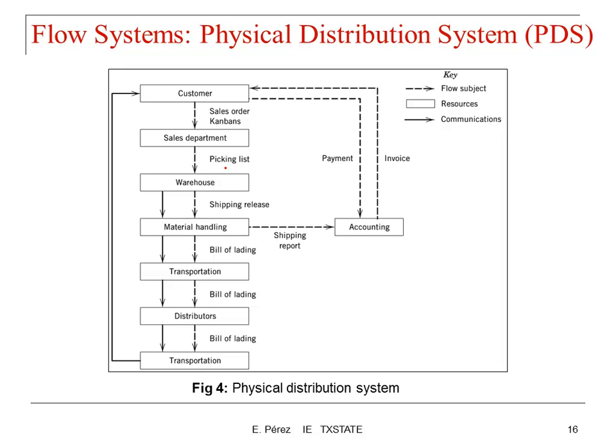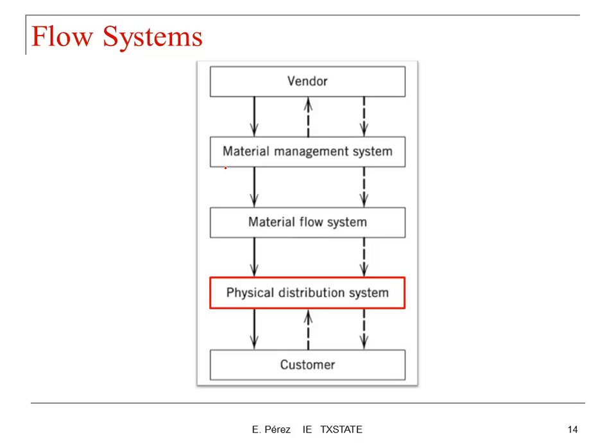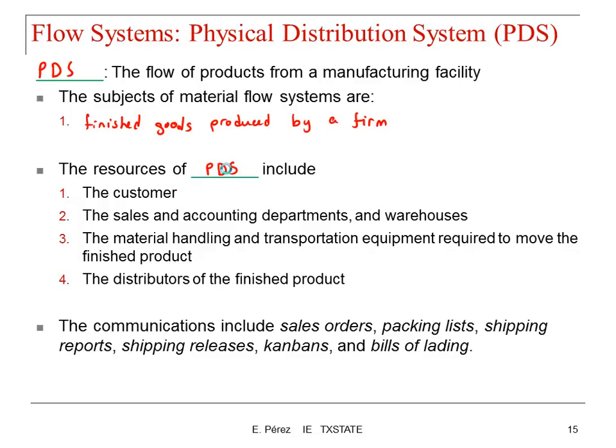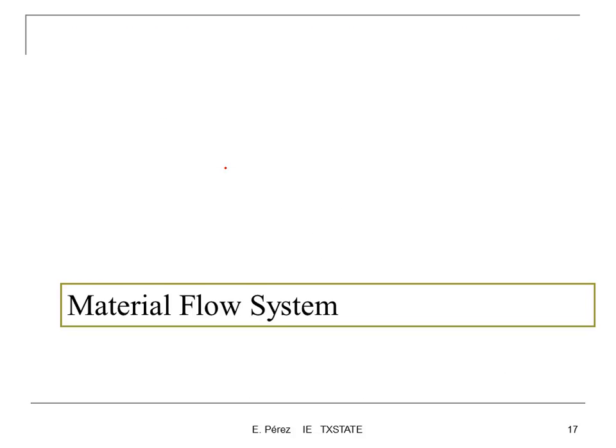So we have three areas. We go back to that. And these all relate to the vendor and to the customer. Now we're going to go in more detail about this material flow system, which is the middle part of this diagram. So that's what we're going to do now.